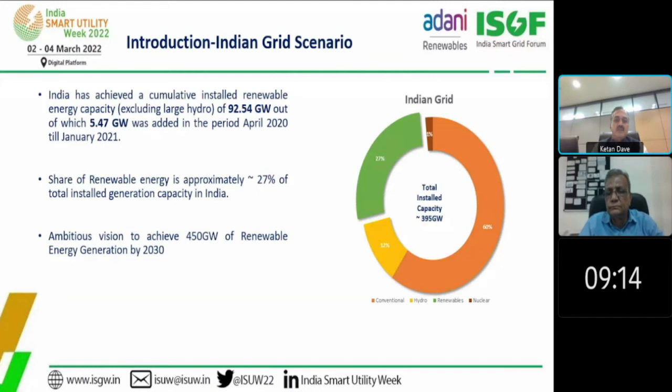And yes, under the leadership of the Government of India and Prime Minister Mr. Narendra Modi, we have a target of 450 gigawatt of RE power by 2030, which is committed at the Paris Forum. Then we move on to the next slide.